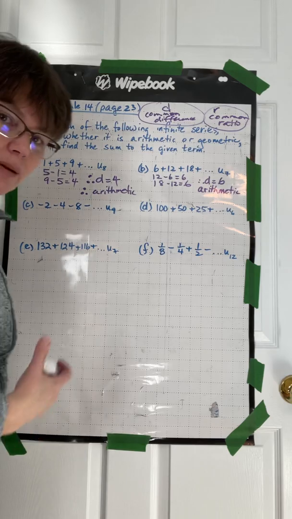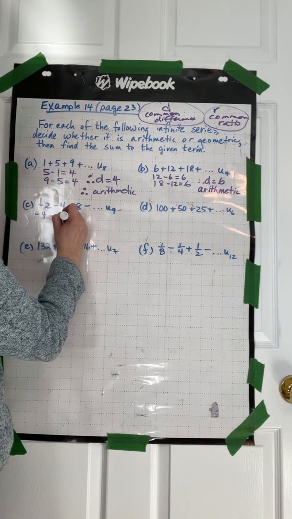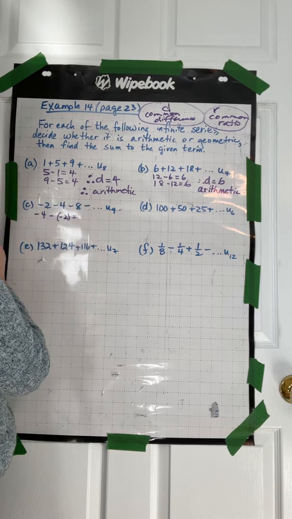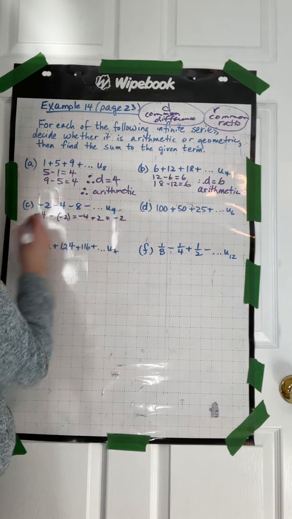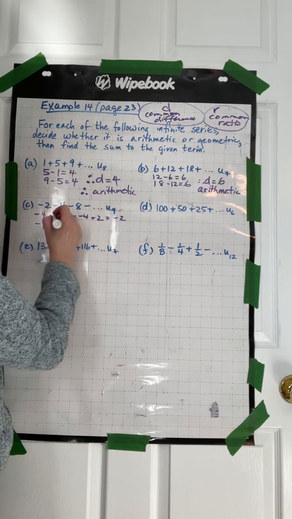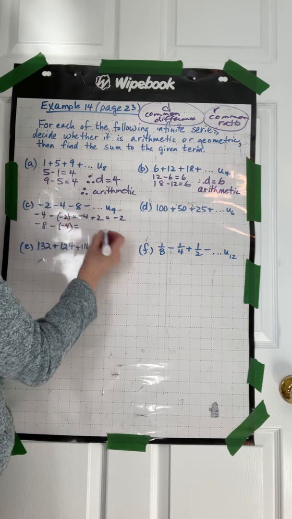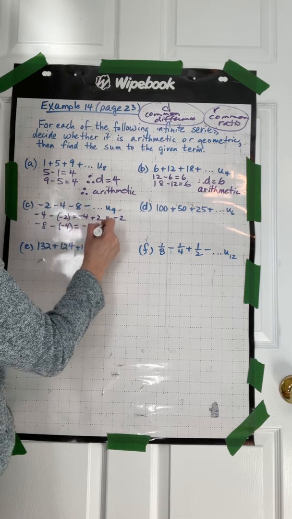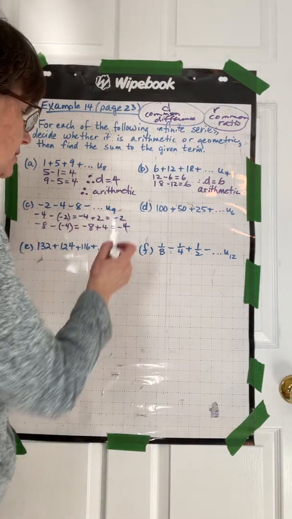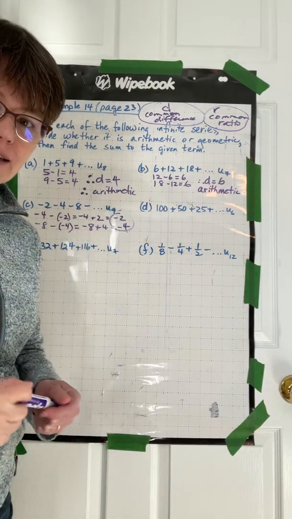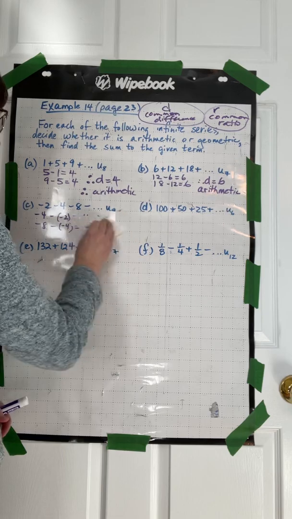All right, let's do the same thing with number C. Negative 4 subtract negative 2 is equal to negative 4 plus 2, which is negative 2. Do that with the next one. Negative 8 subtract negative 4 is equal to negative 8 plus 4, which is negative 4. These are different from each other, therefore it's not an arithmetic sequence. So let's check for a geometric.